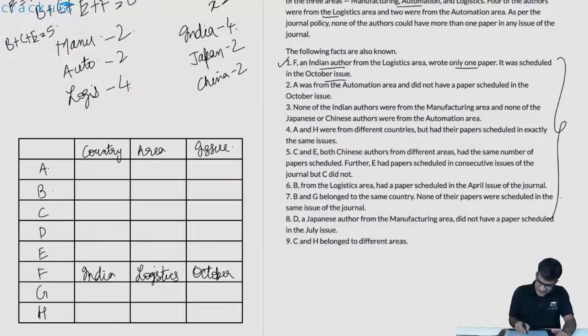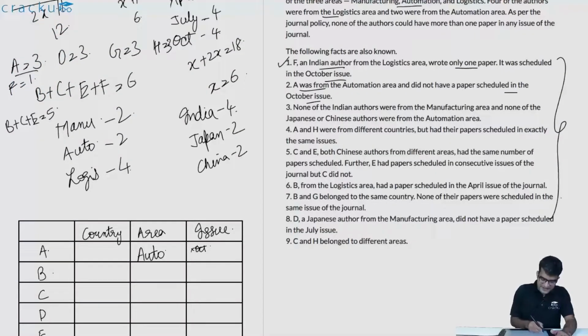The second point is that A was from automation. So this guy is from automation and did not have a paper scheduled in October. So he did not have a paper scheduled in October. The number of papers that A has is 3. This would imply that the months in which A was published is the remaining 3, which is January, April and July. This also will put a tick, because whatever information is there over here, we have taken care of it.